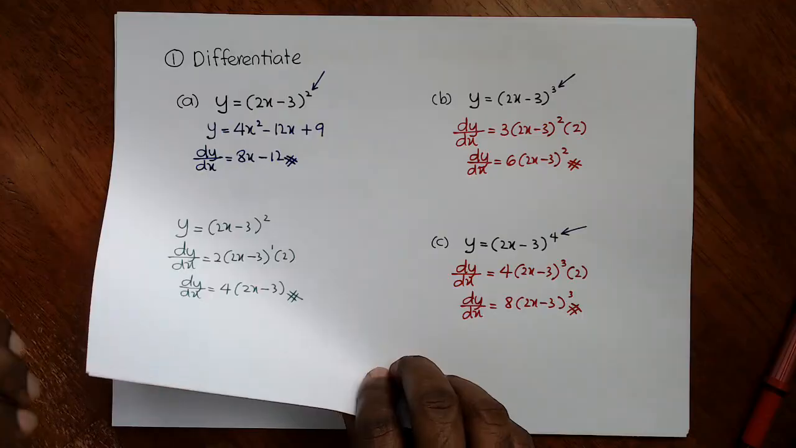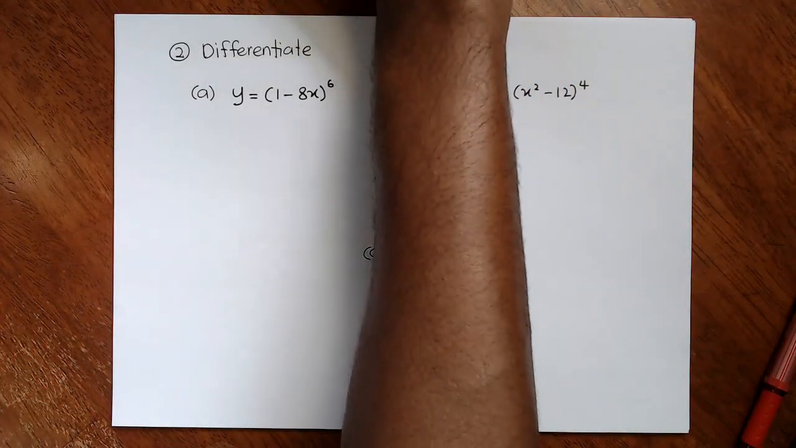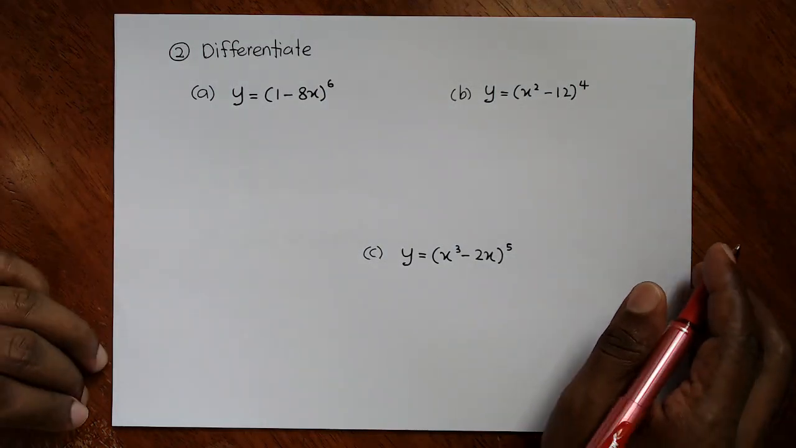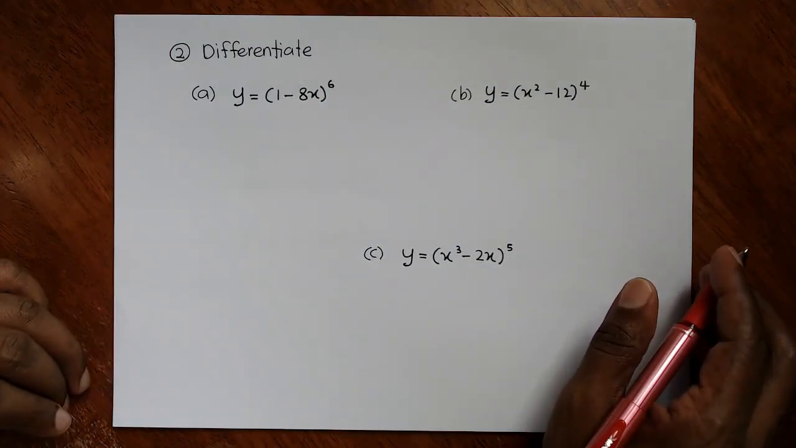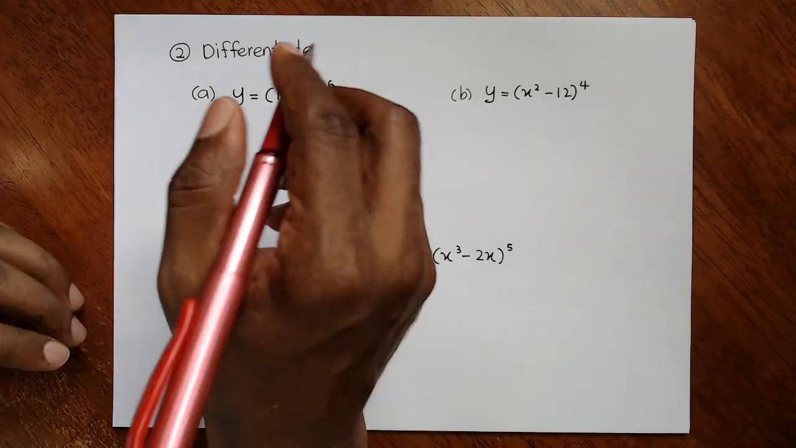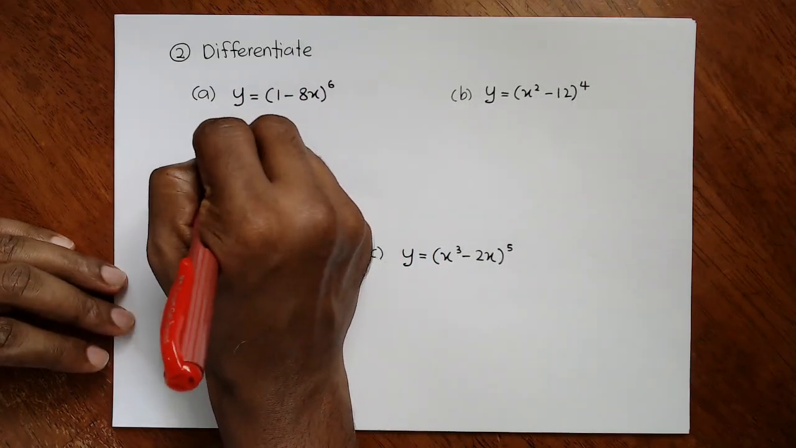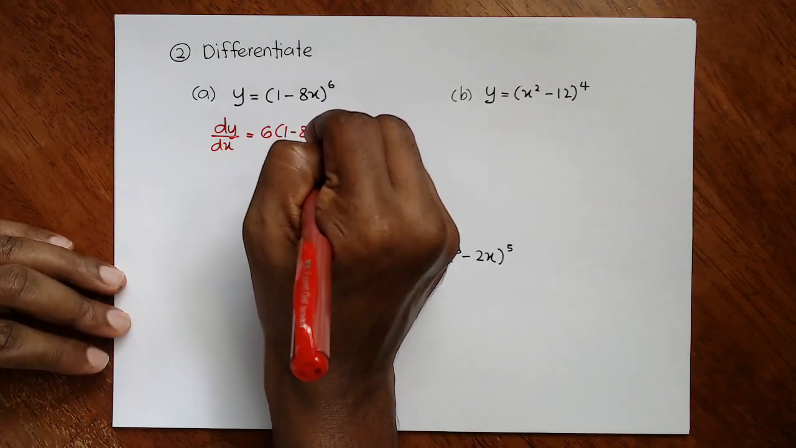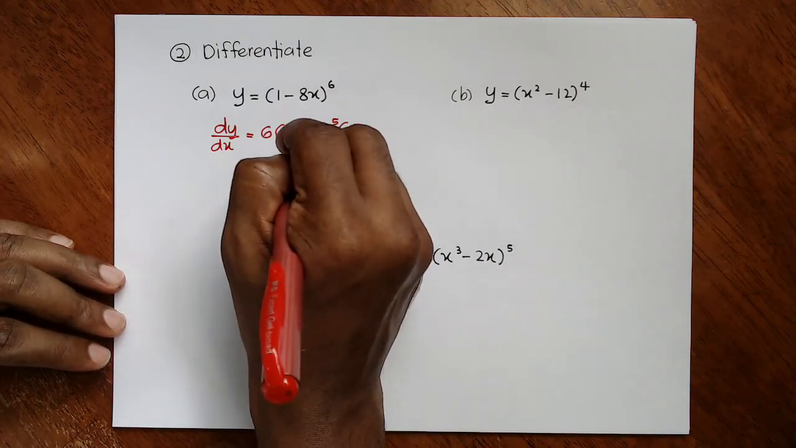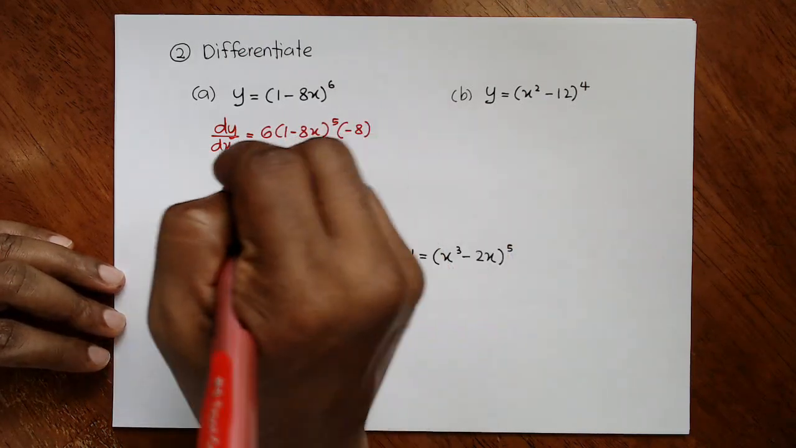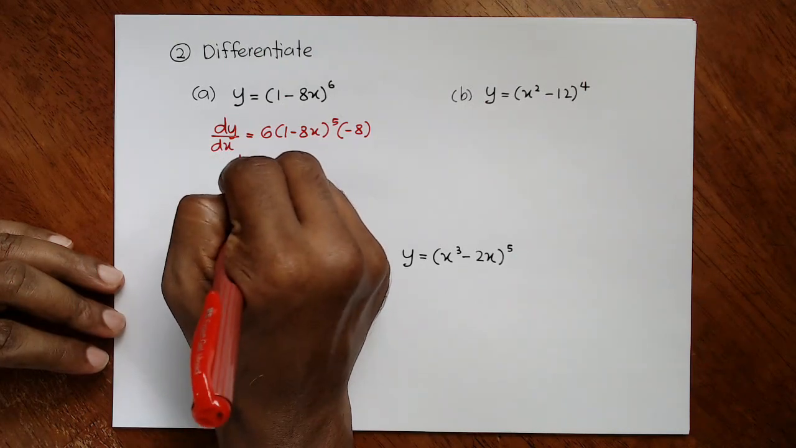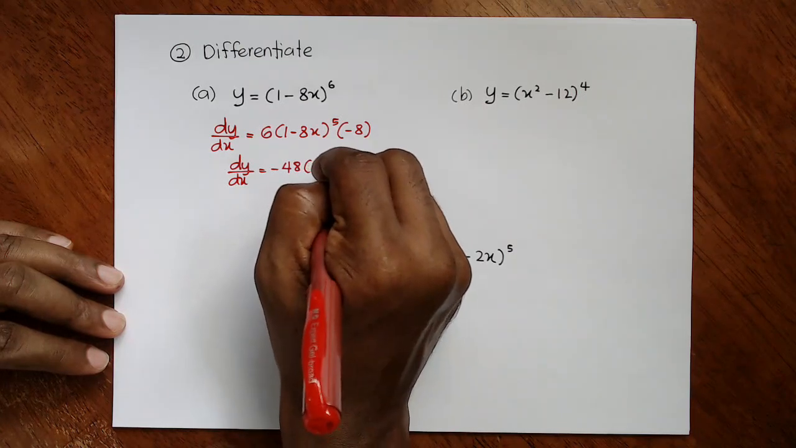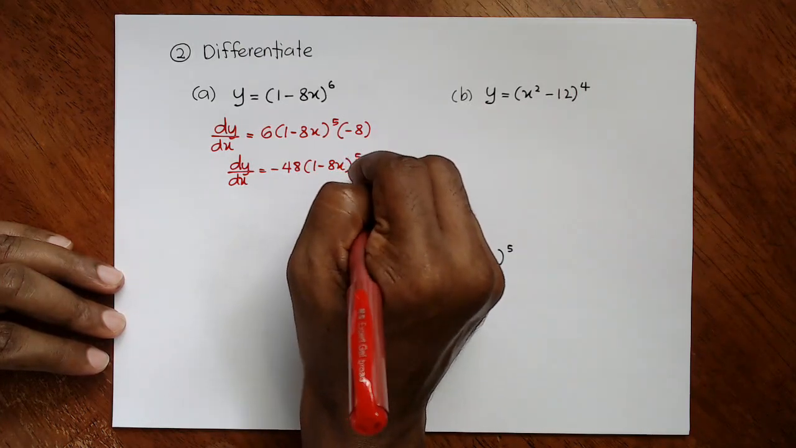Number 2a here. We have y equals 1 minus 8x to the power of 6. We definitely do not want to expand this because it's to the power of 6. So we do dy/dx and you get 6(1 minus 8x) to the power of 5, and when you differentiate the inside you get negative 8. So you get dy/dx equals negative 48(1 minus 8x) to the power of 5, and that's the dy/dx, guys.